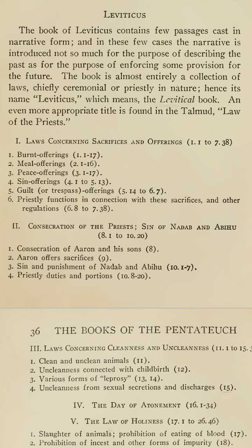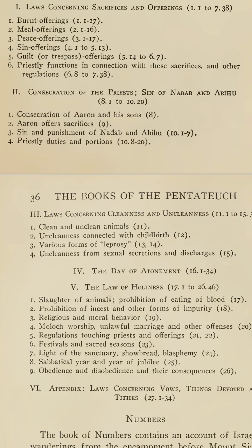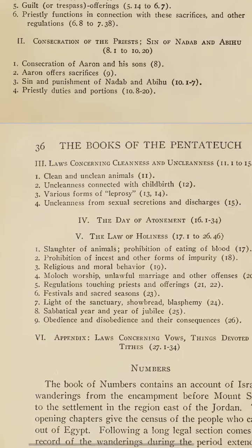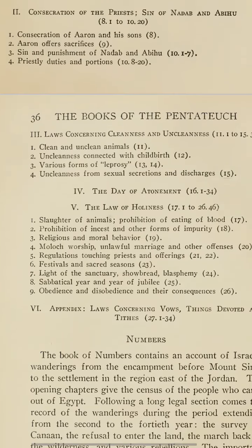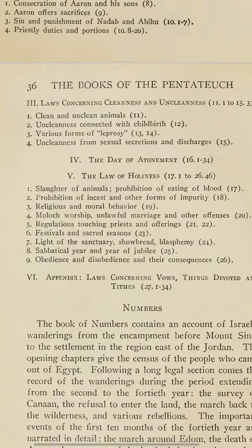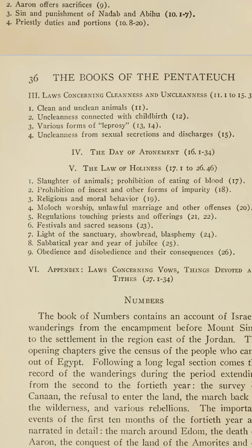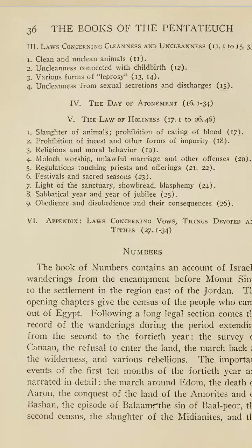1. Laws concerning sacrifices and offerings. 1. Burnt offerings, meal offerings, peace offerings, sin offerings, guilt or trespass offerings, priestly functions in connection with these sacrifices, and other regulations. 2. Consecration of the priest, sin of Nadab and Abihu. Consecration of Aaron and his sons. Aaron offers sacrifices, sin and punishment of Nadab and Abihu, priestly duties and portions.